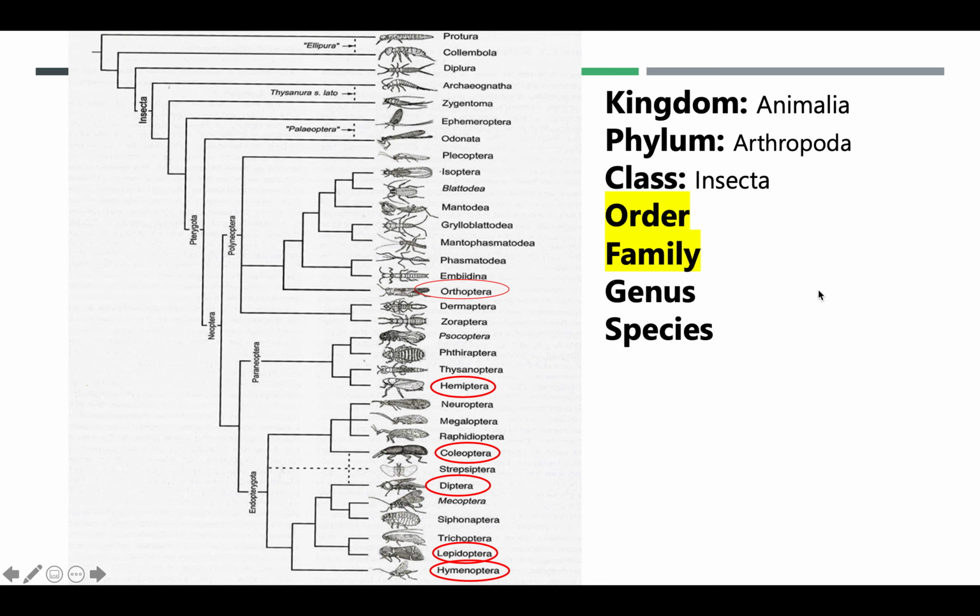All right, so all insects fall under the kingdom Animalia, so they're all animals. And as we discussed earlier, they're all arthropods, and they all fall under the class Insecta. Today we'll be going over how to identify 6 different orders, so which order they belong to, and some families that are within those orders. Does anyone have any questions about the arrangement taxonomically of insects?